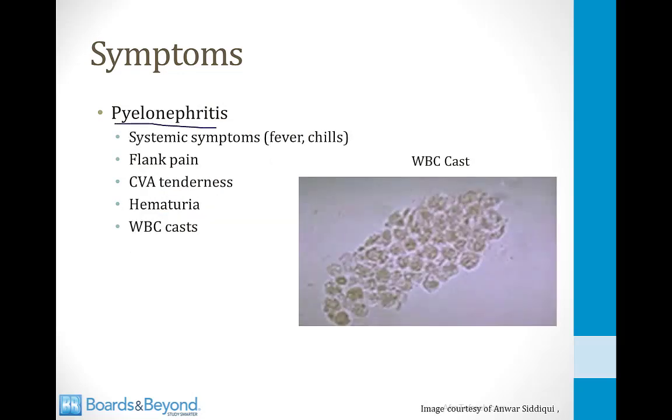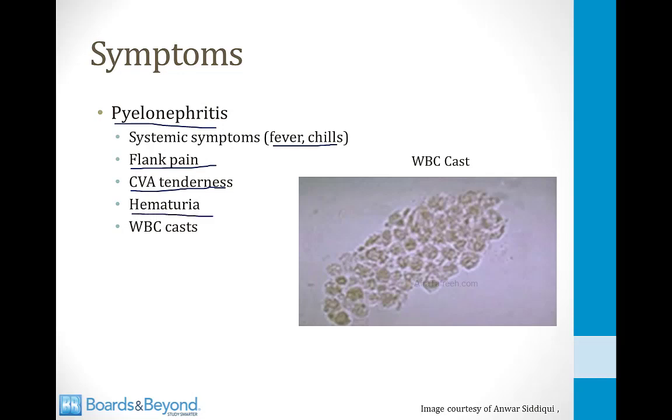Contrast that with pyelonephritis. So patients who have a kidney infection generally have systemic symptoms like fevers and chills. They'll complain of pain in the flank, which is on the side between the rib cage and the hip. They'll have costovertebral angle tenderness. So if you tap on the lower back of a patient with pyelonephritis, it will hurt a lot. That's what's called CVA tenderness. There'll also be blood in the urine, that's hematuria.